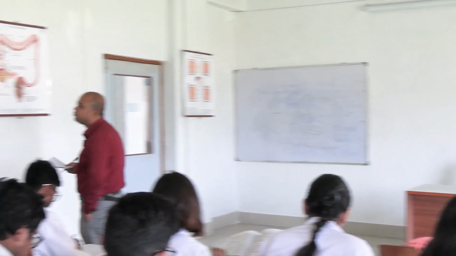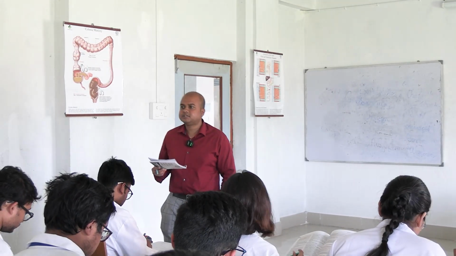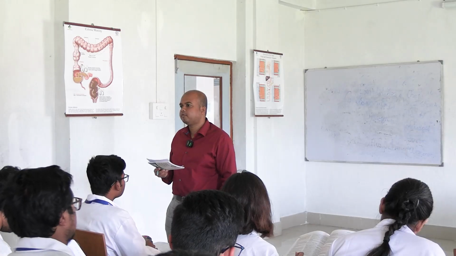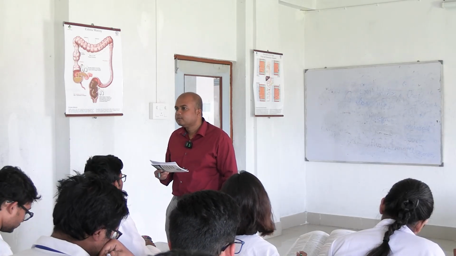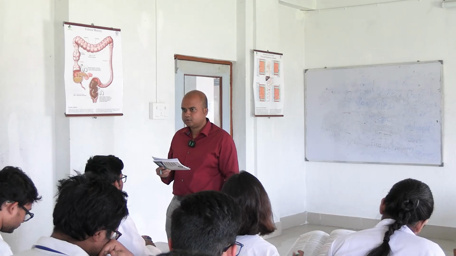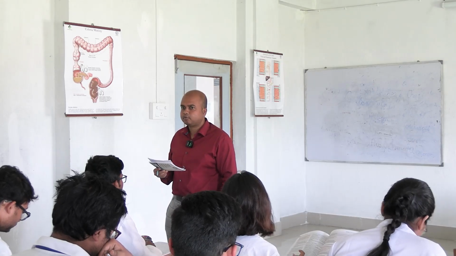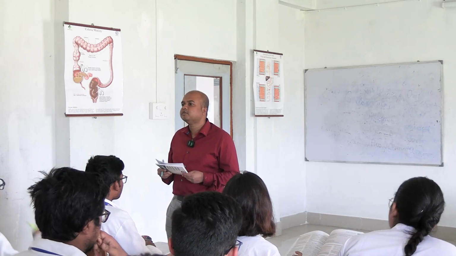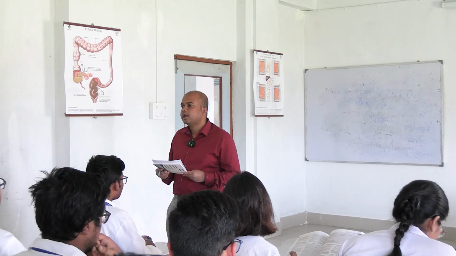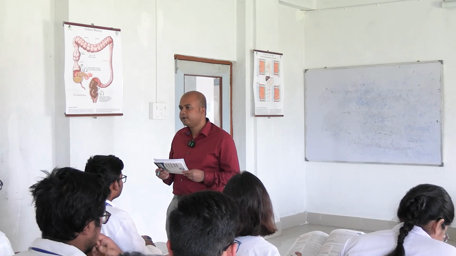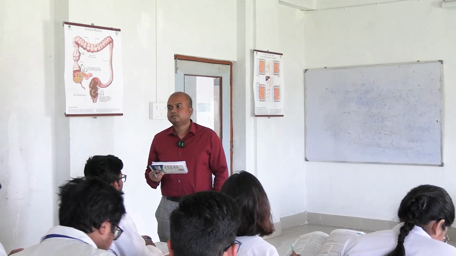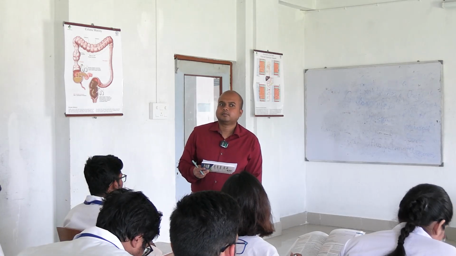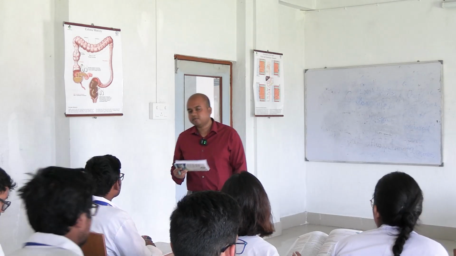You tell me the name of the valves present in the heart. Bicuspid, tricuspid, and semilunar. So they are located somewhere. Where is the bicuspid? Bicuspid valve is also called by another name? Mitral valve. So where is it located? Between left atrium and left ventricle.